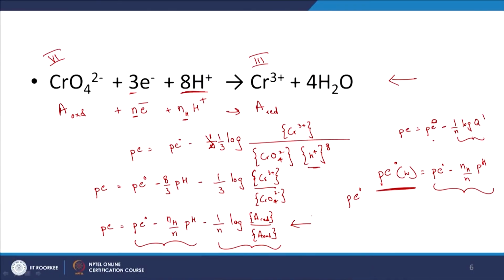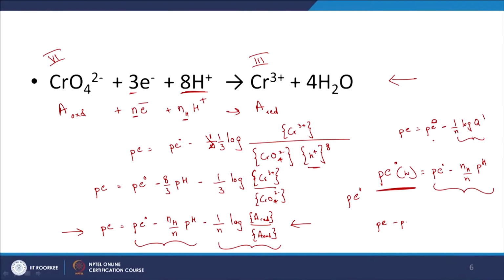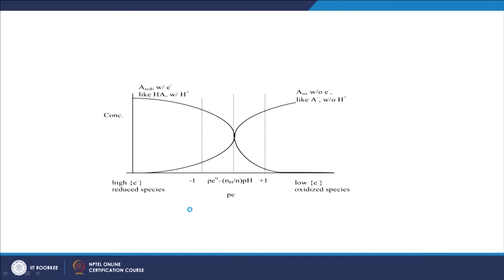So, in that context let us look at the relevant figure with respect to concentration of these reduced and oxidized forms and the pe. Here, unlike looking at pe minus pe naught, which was the case earlier, we are going to now look at pe minus pe naught minus nH by n times pH. So the reference term we are going to refer to is pe naught minus nH by n times pH, and that is what we have here.